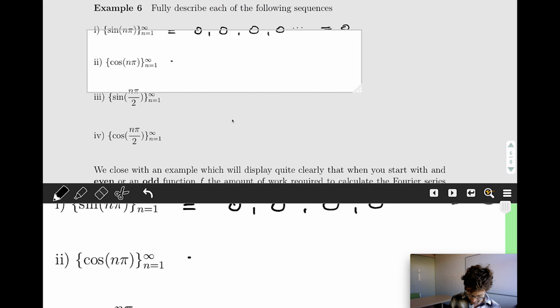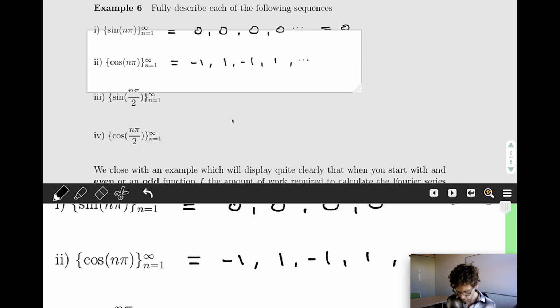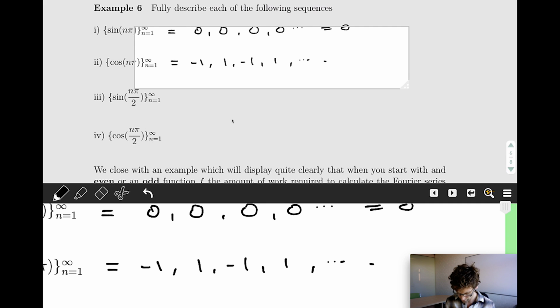Cosine n pi is a little bit more interesting, right? So n is equal to 1, cosine of pi, that would give me minus 1. Cosine of 2 pi is 1, cosine of 3 pi is minus 1, so I'm going minus 1, 1, minus 1, 1. So we've already seen a nice shorthand way of writing that, minus 1 to the power of n. So minus 1 to the 1 is minus 1, minus 1 to the 2 is plus 1, and so every odd power of minus 1 gives me minus 1, and every even power would give me plus 1.